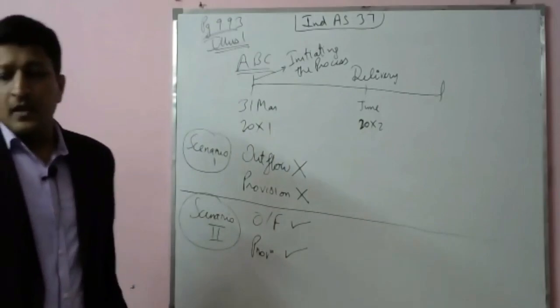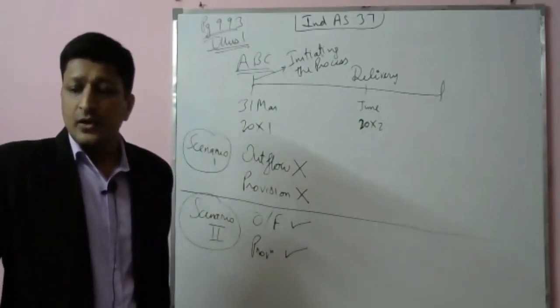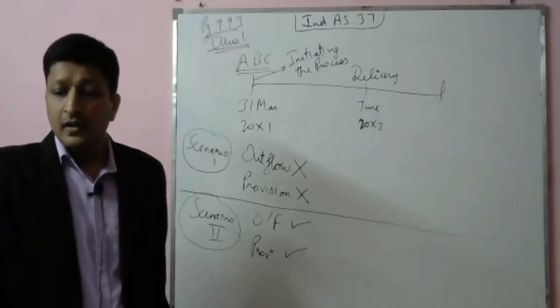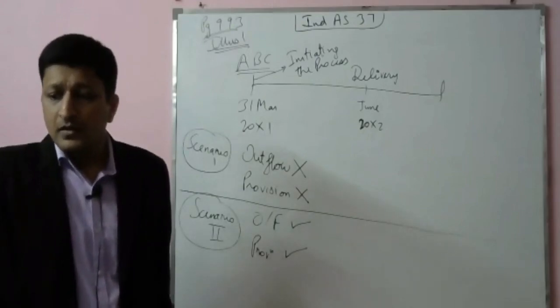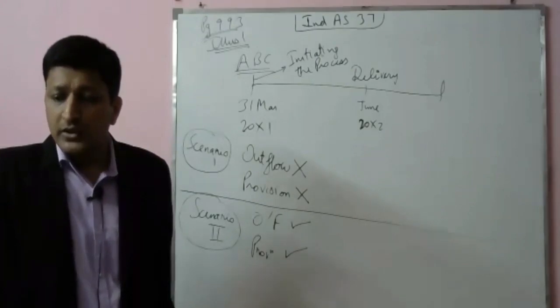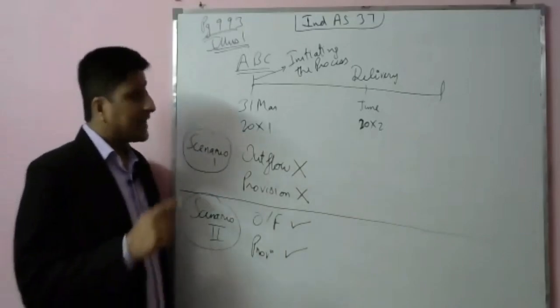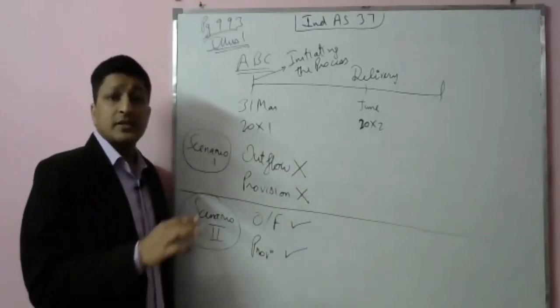Okay. Namita is asking, sir, is it known on 31st March that delay would happen? So it is known that outflow will happen, which is true. But as on 31st March, there is no delay.